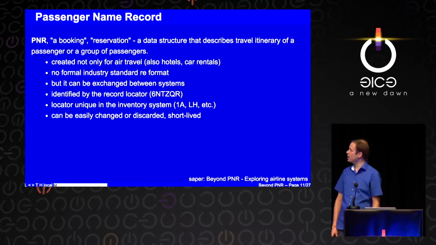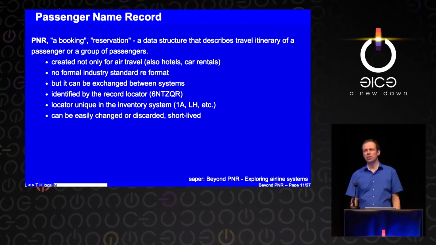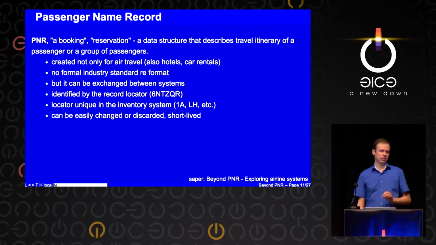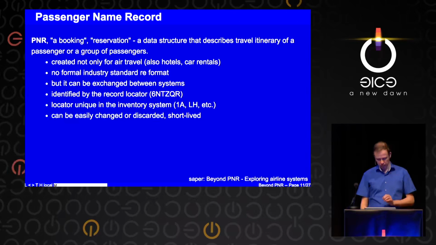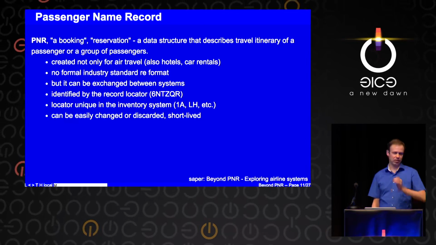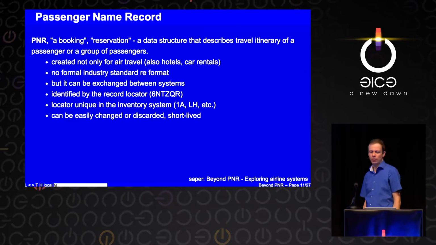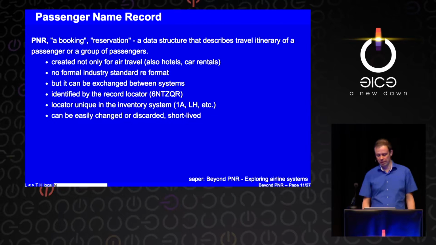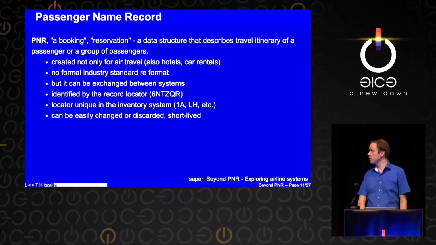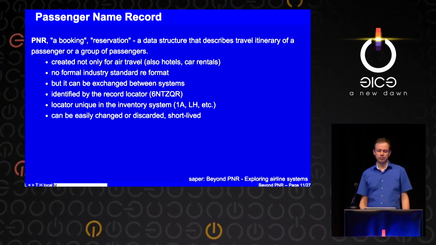Here's an example, 6NTZQR. This actually goes down to some low-level identifier on disk. Initially, it was really like a block number, block ID, where the record was stored. Those systems were created in the 60s, so the technology behind it was pretty interesting. And also the locator is unique in the inventory system.